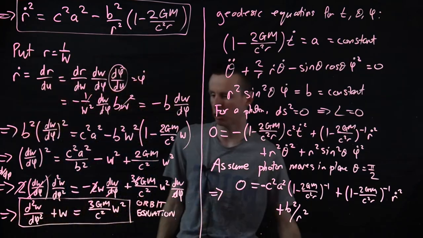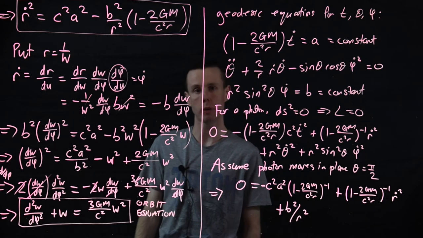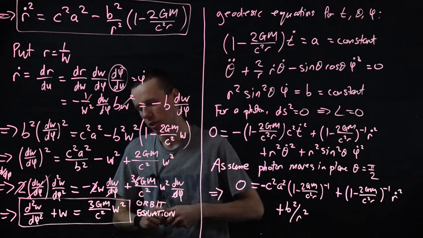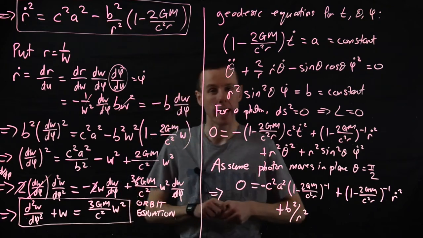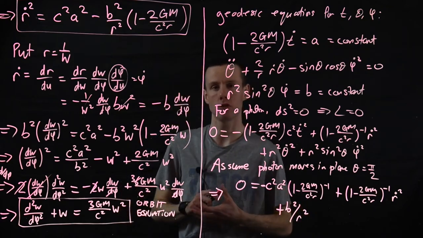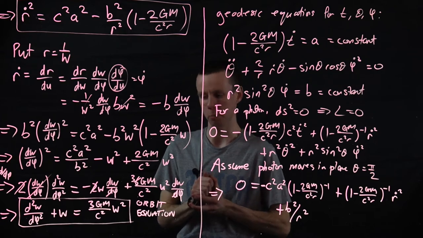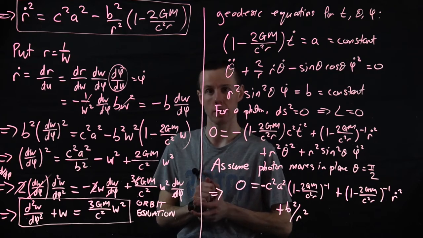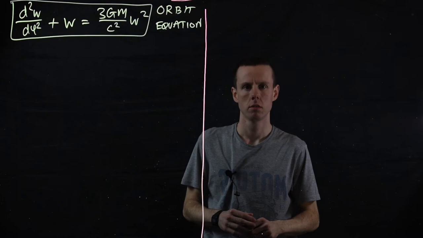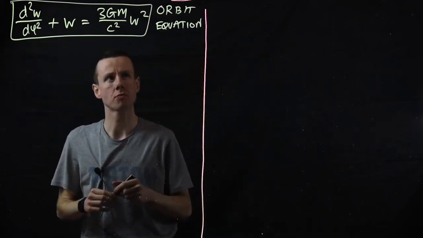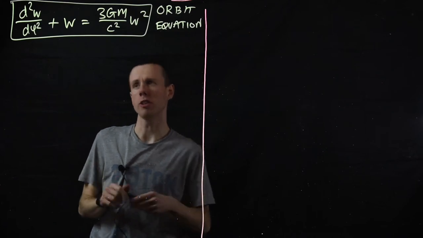It looks similar in shape to the orbit equation you get for the massive particle, but not exactly the same. And actually, it's just slightly easier to solve than for the massive particle. The algebra is just a little bit simpler, so we're going to take a look at that now. I've just erased the board and moved the orbit equation up here, and now we're ready to go ahead and solve it.